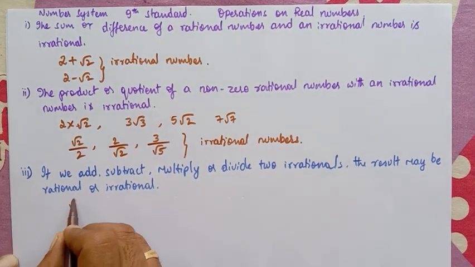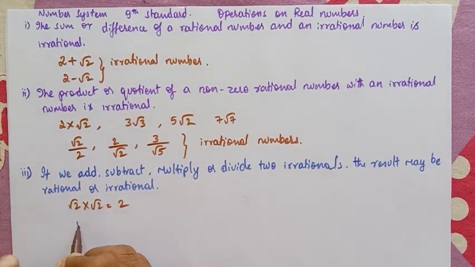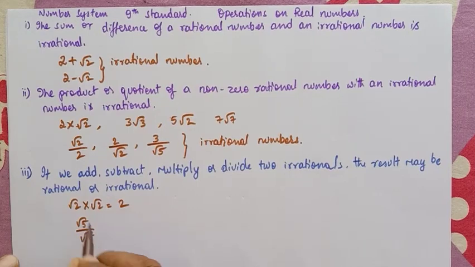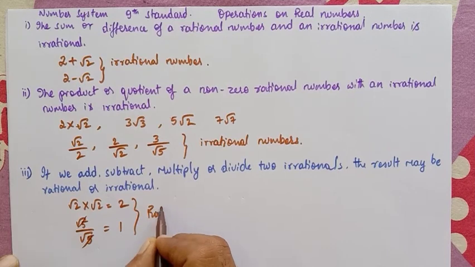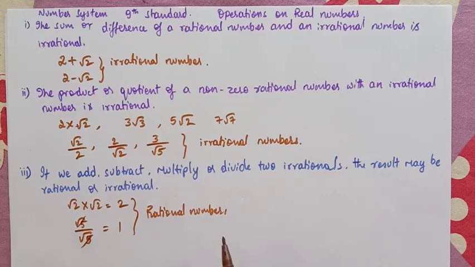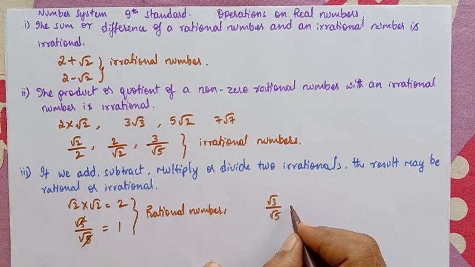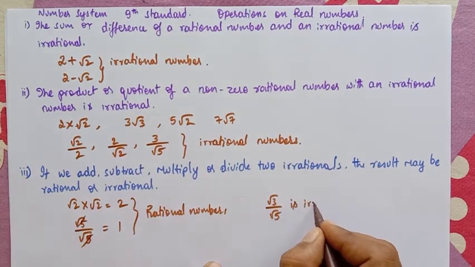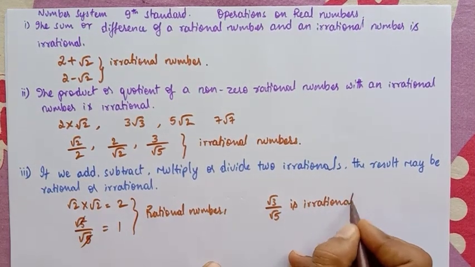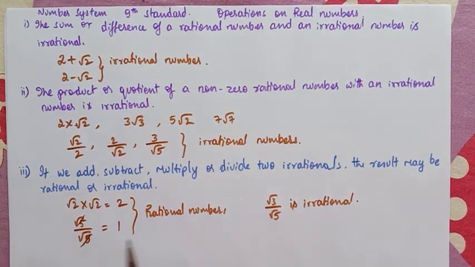Example: root 2 into root 2 is equal to 2. And root 5 by root 5 is equal to 1. Both are rational numbers. But here, root 3 by root 5 is irrational. It continues like this. We can't expect that it will be rational or irrational in any fixed way.